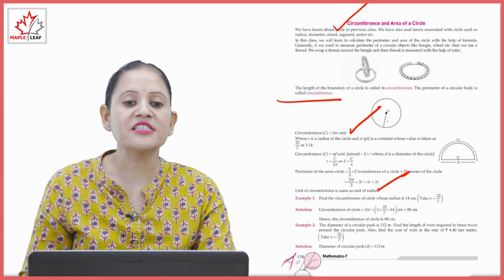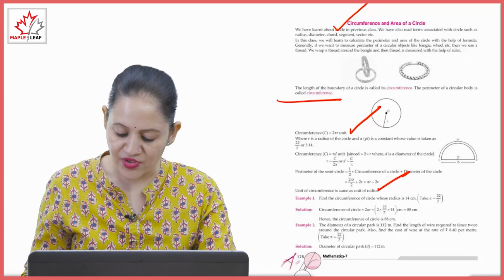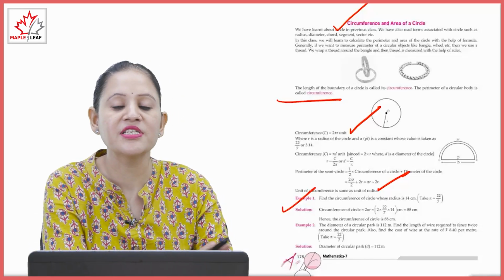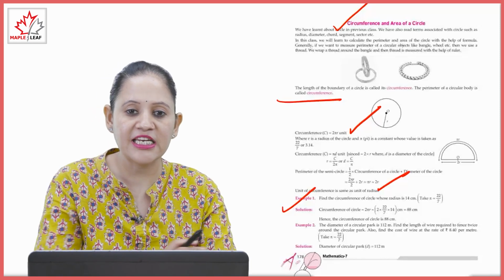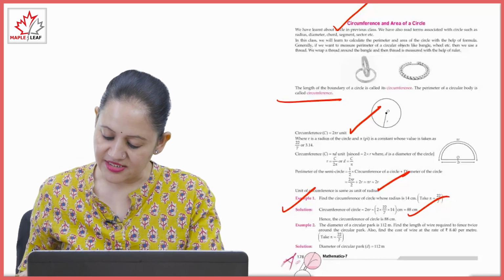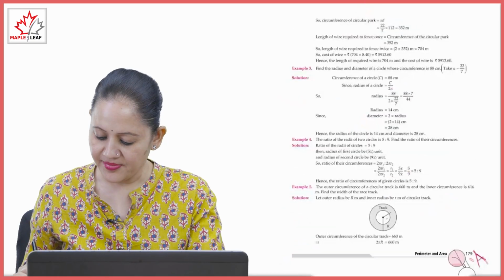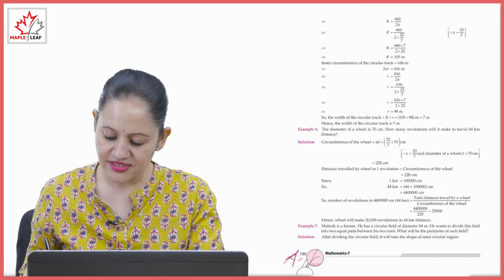Next is find the circumference of circle whose radius is 14 centimeter. Radius is given, circumference होती है 2 pi r. 2 into 22/7 into 14, that is 88 centimeter. Next is practice all the examples.